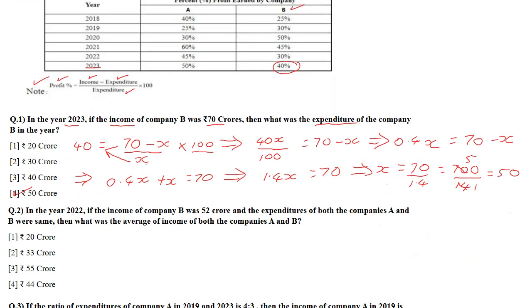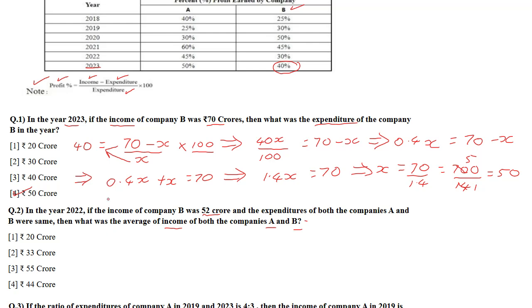Next, we have question 2. In the year 2022, if the income of company B was 52 crores and the expenditure of both company A and company B were the same, then what was the average income of both the companies A and B? All right, so we basically first need to find out the income of A and B, keeping in mind that the income of company B was 52 crores and expenditure of both A and B are the same number. We don't know what that number is.